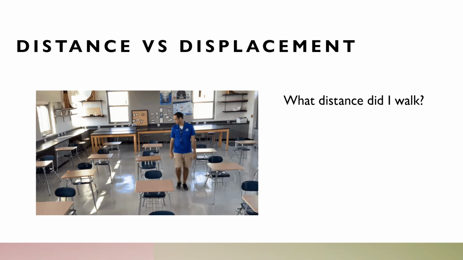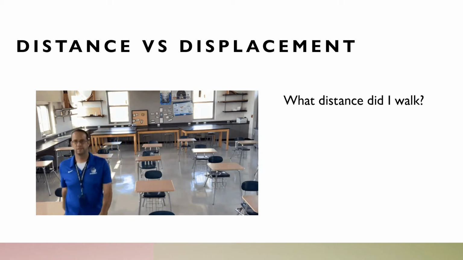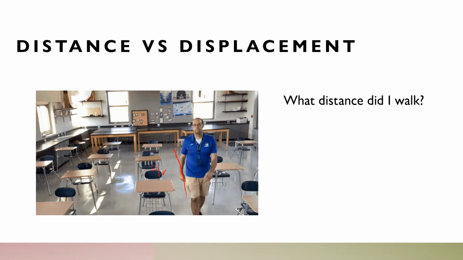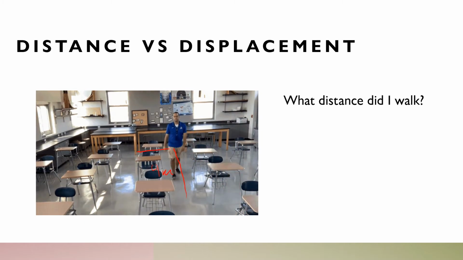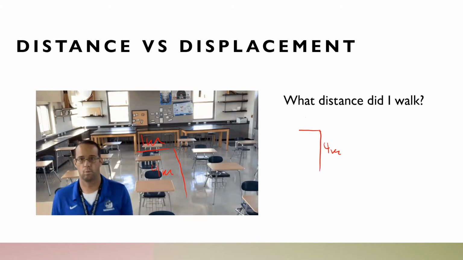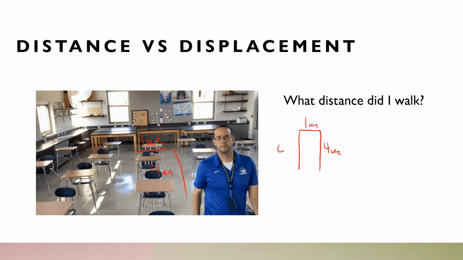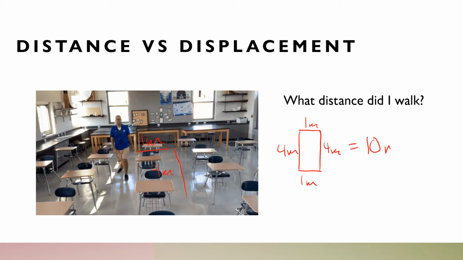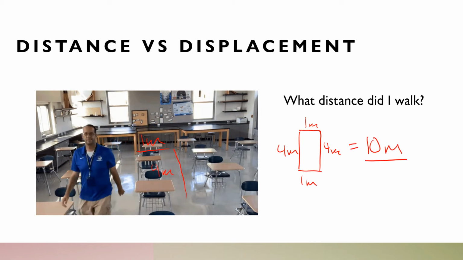So here's a video of me walking around the room, and we want to know, what distance did I walk? Well, how would we find that out? Pretty easily. We'd say maybe from here to here is 4 meters, and then from across the back from one side to the other is 1 meter. So if I walked 4 meters back, 1 meter to this side, 4 meters straight down, then back 1 meter again the other way, that means I'm going to walk a total of 10 meters. That'll be the distance that I cover.